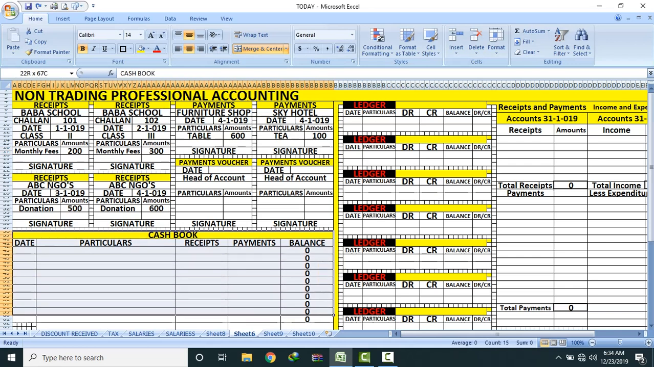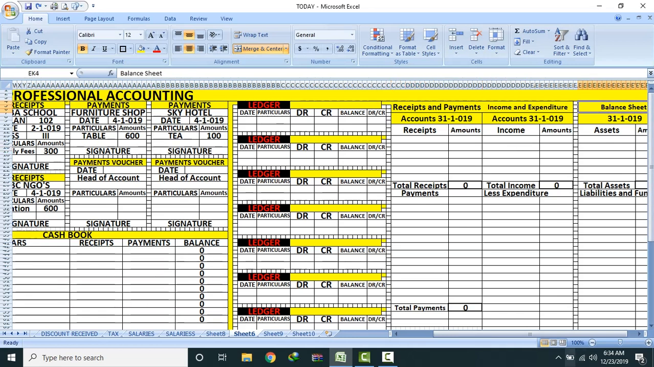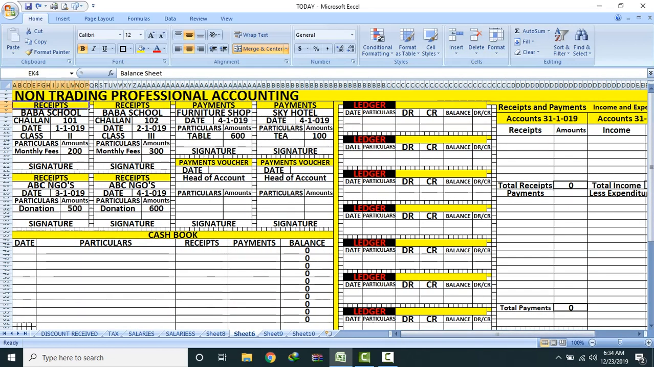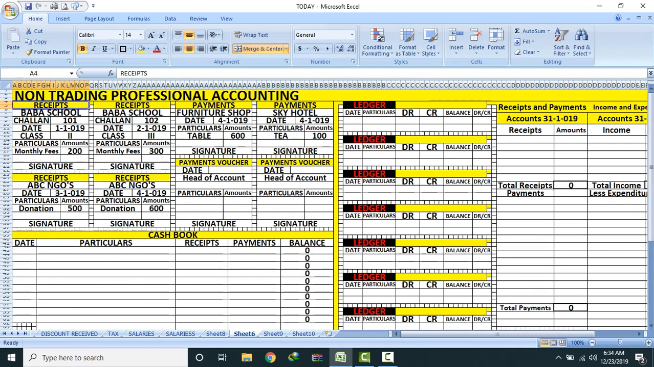This is the cash book. Make entries here in the cash book, then the ledger, then the receipt and payment account, the income and expenditure account, and the balance sheet. Again, receipt bills and payment bills, cash book, ledger, receipt and payment account, income and expenditure account, and balance sheet. We start first.